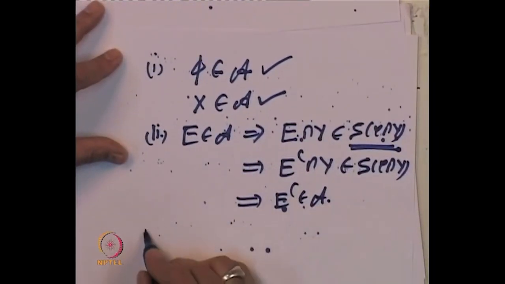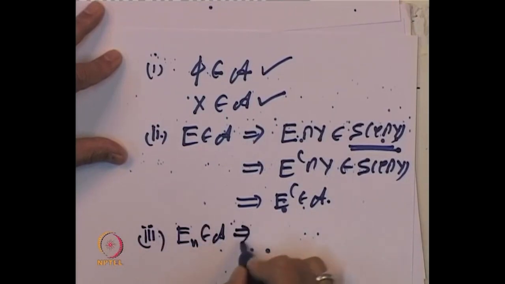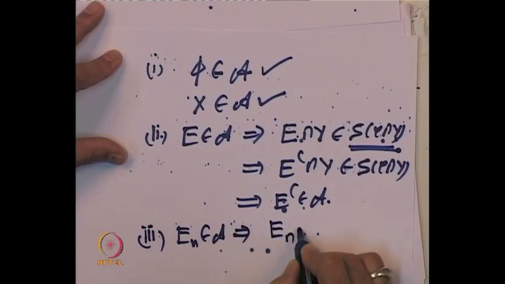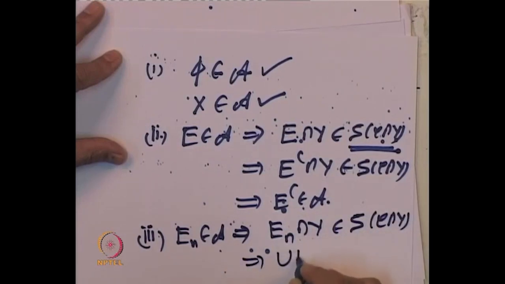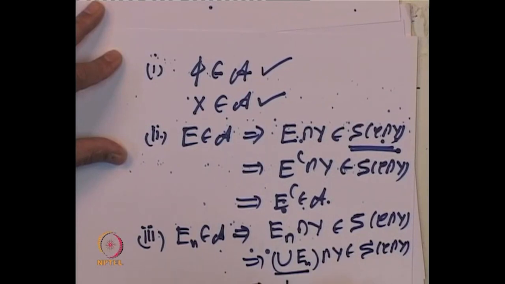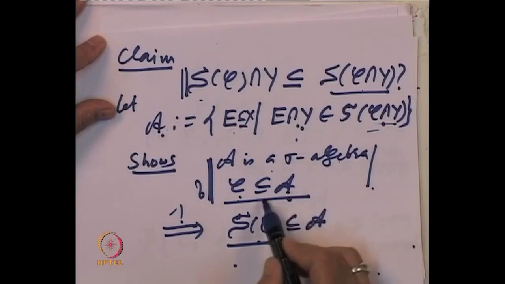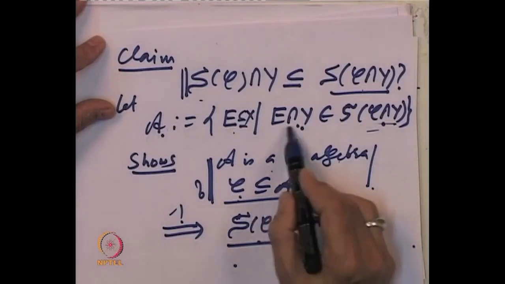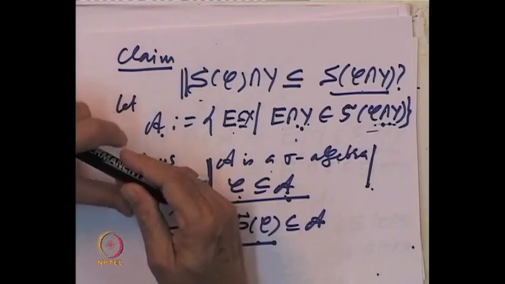And similar arguments will show that it is closed under unions also. So, En's belonging to A will imply En intersection Y belongs to this sigma algebra, and hence the union of En's intersection Y also belongs to this sigma algebra, and hence the set union En belongs to A. So, this proves clearly that A is a sigma algebra, and clearly C is inside A, because E intersection Y in that case will belong to this.